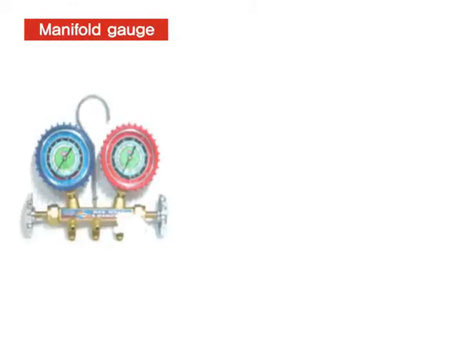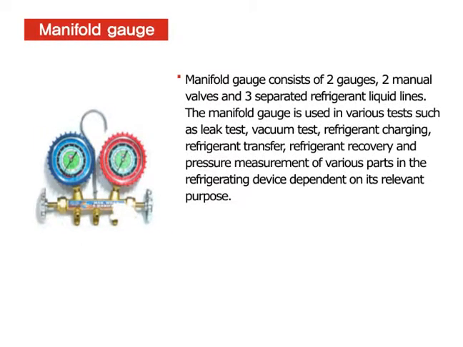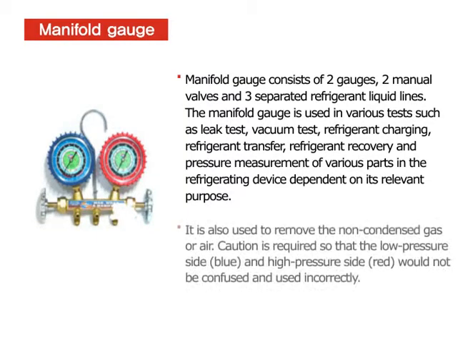Manifold gauge. The manifold gauge consists of 2 gauges, 2 manual valves, and 3 separated refrigerant liquid lines. The manifold gauge is used in various tests such as leak test, vacuum test, refrigerant charging, refrigerant transfer, refrigerant recovery, and pressure measurement of various parts in the refrigerating device, depending on its relevant purpose. It is also used to remove the non-condensed gas or air. Caution is required so that the low-pressure side, blue, and the high-pressure side, red, are not confused and used incorrectly.